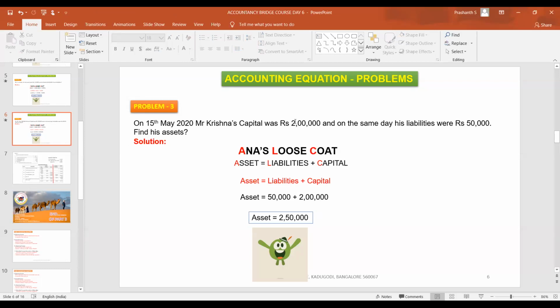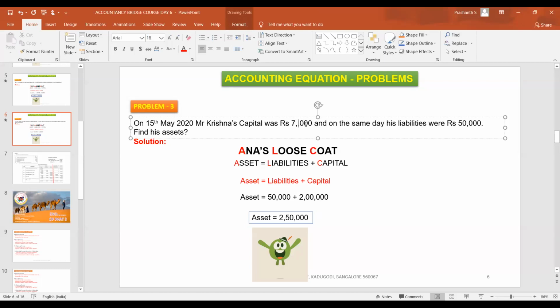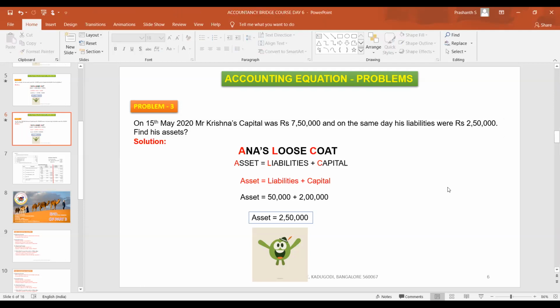Okay, so think that capital is 7,50,000 and his liability is 2,50,000. Now what is the total? 10 lakhs, sir. Correct. It should be only lakhs, no crores.